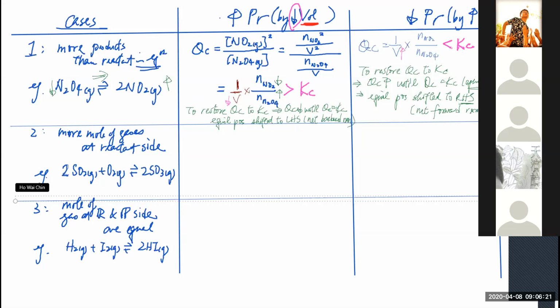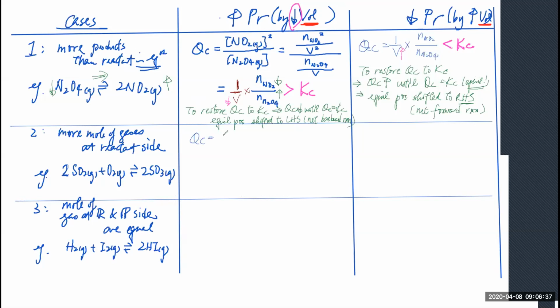Don't worry. Now I give you one more example here. Do it bit by bit. How about this? The expression of QC. Similarly, just like the one on top, QC is equal to the concentration of SO3 gas squared over the concentration of SO2 gas squared times the concentration of O2. You do something similar and get rid of those volume terms, so you get the number of moles of SO3 squared over the number of moles of SO2 squared times the number of moles of O2.